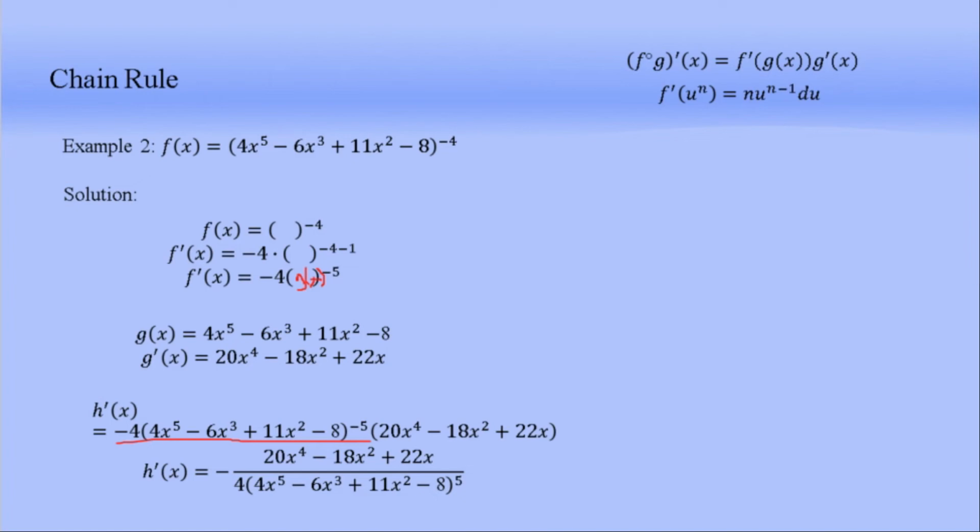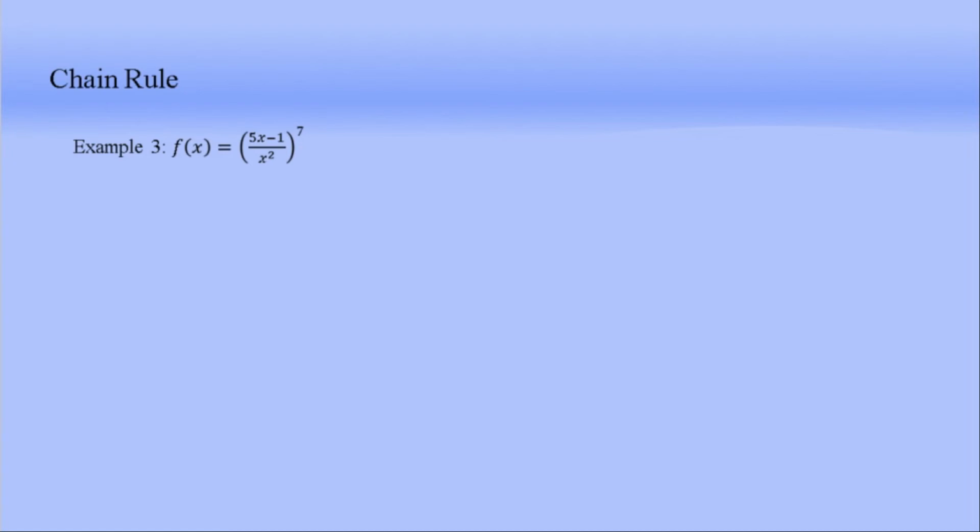And we have another example. Okay, so f of x is equal to (5x minus 1 over x squared) raised to the 7th power. So again, let's solve for the derivative of the function.